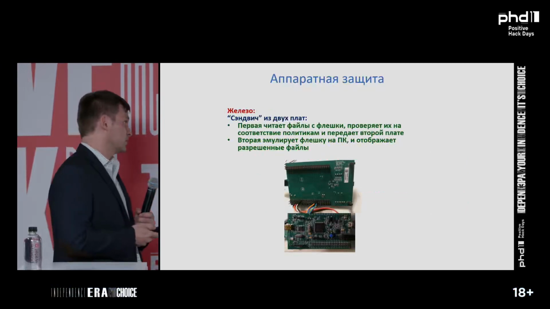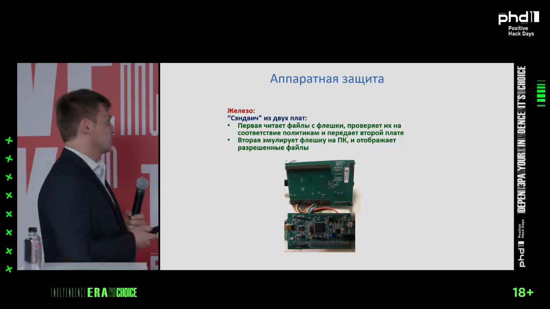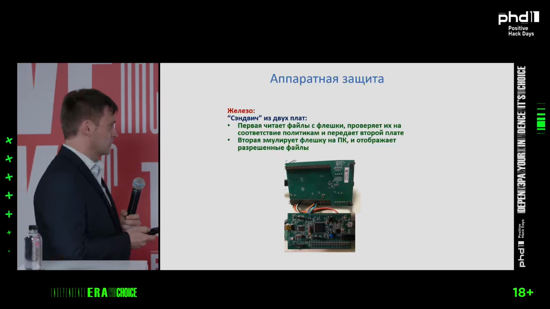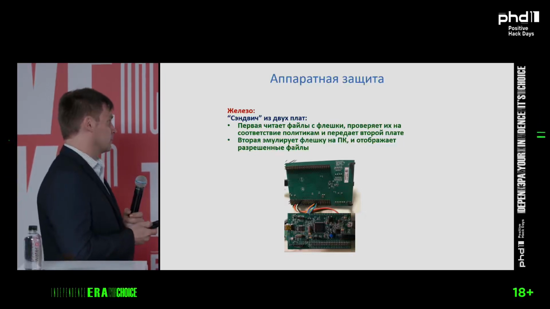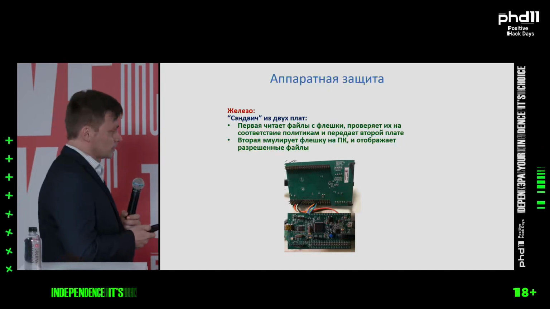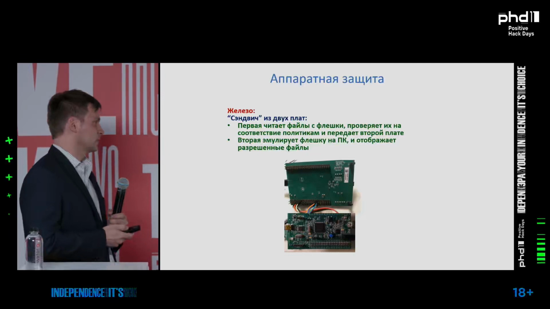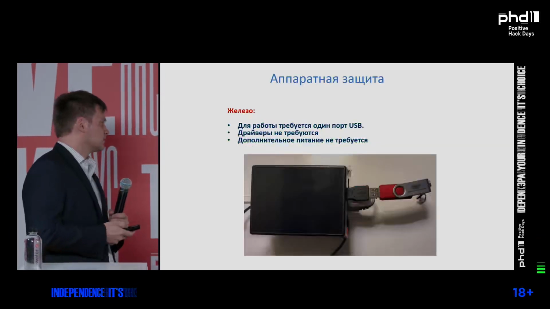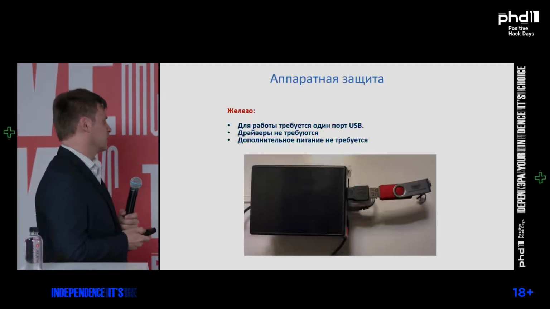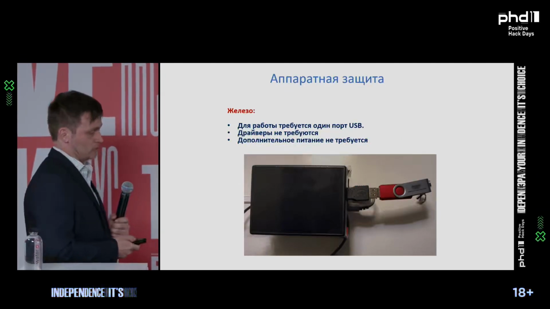4 gigs, it's just an image of an operating system, but people would not normally download such things on USB drives. Hardware-wise, it's a sandwich of 2 circuit boards. The first one checks the files from the USB flash drive, verifies them, sends them to the second device, which emulates this flash drive on a PC and executes the allowed files. There are two such circuit boards. Just one USB port is required.